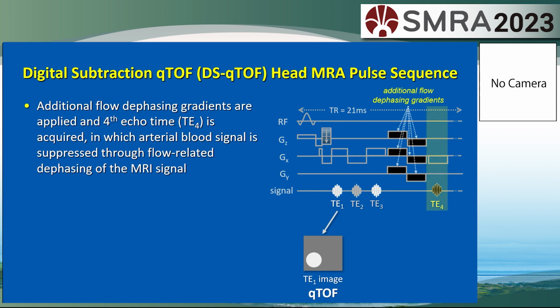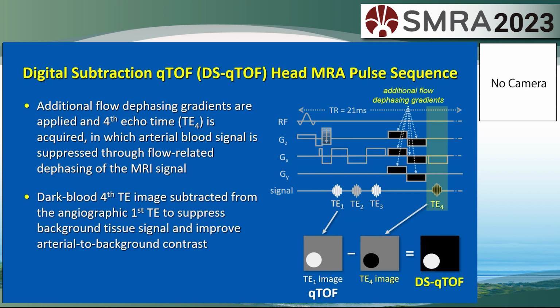With regards to the digital subtraction variant, which is the focus of today's talk, it's very similar, but we acquire an additional 4th echo time that is preceded by flow dephasing gradients. What these flow dephasing gradients do is they suppress arterial blood signal on this 4th echo time through flow-related dephasing, and then we subtract away this 4th echo time from the angiographic 1st echo time to suppress background tissue signal and hopefully improve arterial to background contrast. Importantly, this can be done without lengthening the total acquisition time, because the sequence repetition time is unchanged.